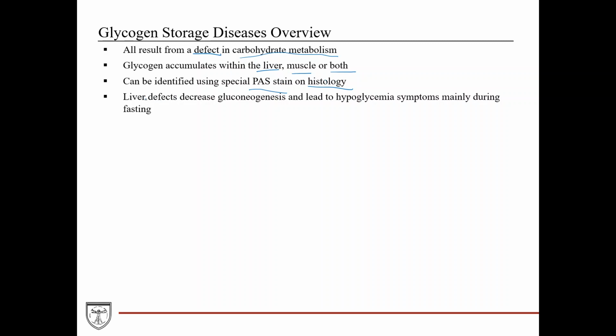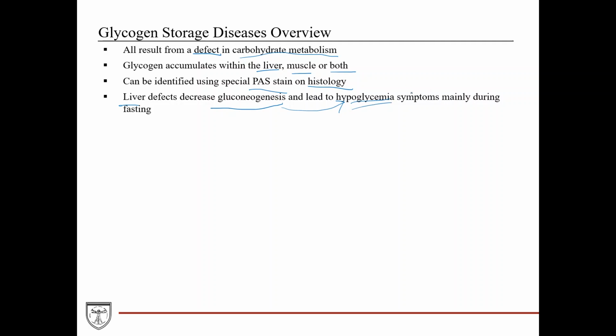Last thing here is that liver defects, because remember, glycogen storage and glycogen synthesis and breakdown are important processes in the liver, especially since the liver provides free glucose for a lot of peripheral tissues. Liver defects will result in decreased gluconeogenesis, because remember, this happens mainly in the liver, can also happen a little bit in the kidney, but mainly in the liver. So if you can't carry out gluconeogenesis, you can't produce free glucose. And so what that's going to lead to is hypoglycemia.